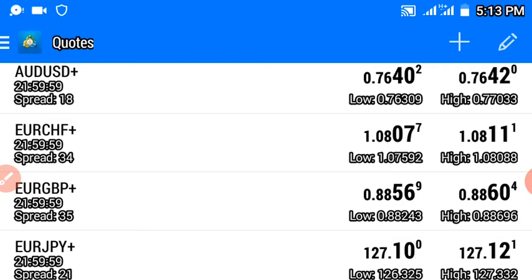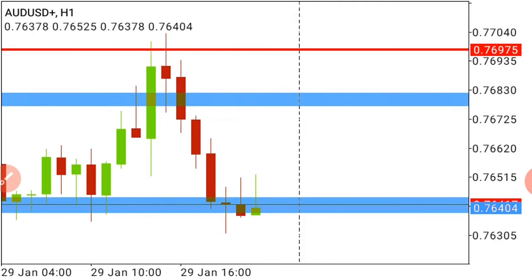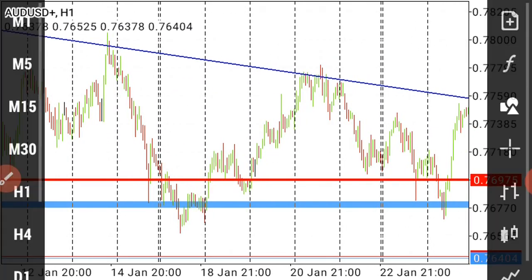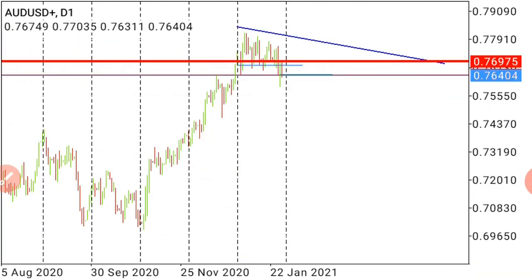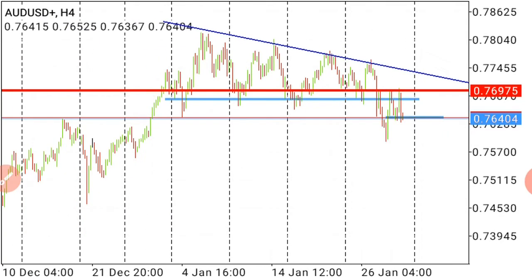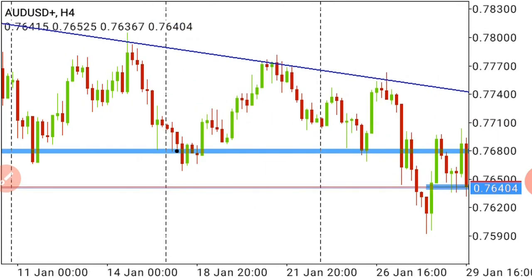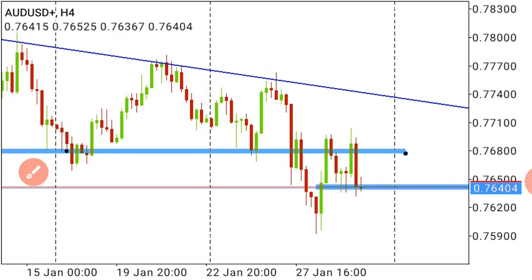Okay, the first pair we're looking at is the Aussie dollar. The Aussie dollar has been a very good pair. As you can see, let's go to the 4H time frame. It's currently broken this support here. This has been very good support for a very long period of time. So when it broke it, it came right here, then it started giving us a range-like move.